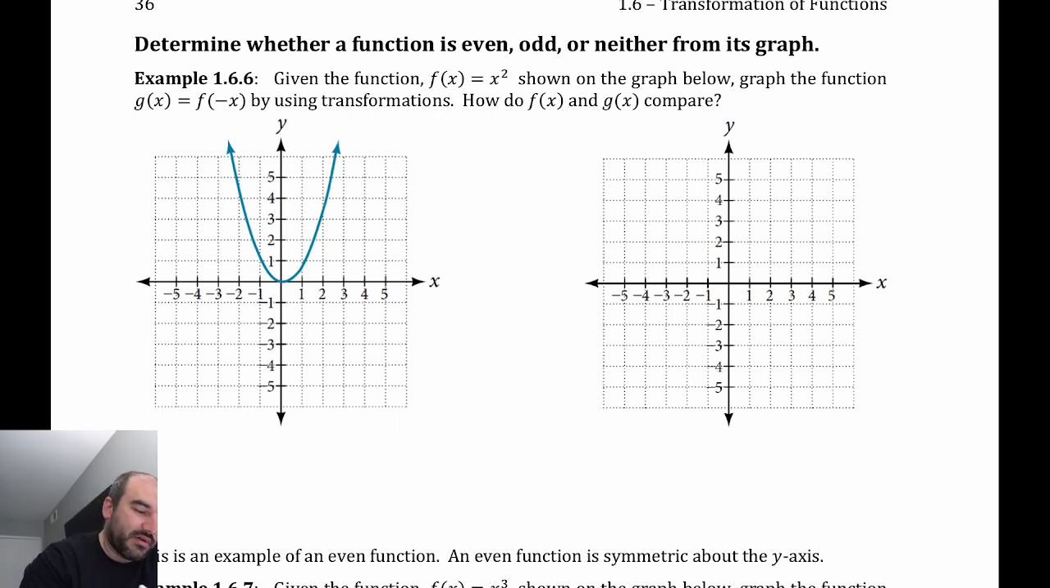Oh, I kind of got ahead of myself. I guess we're doing that here, but you guys can graph this one here.